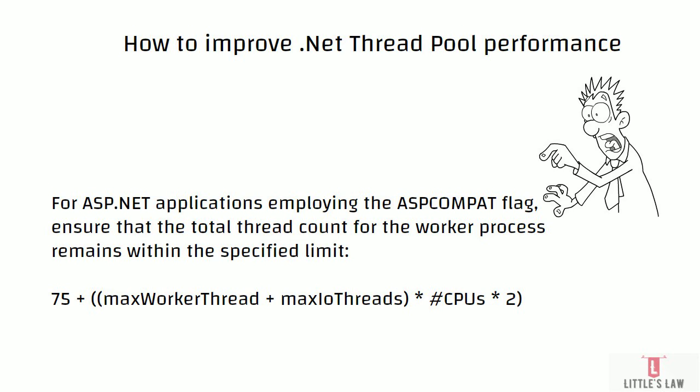So, if your application uses the ASP compat flag, you have to keep an eye on the total number of threads in the worker process, and also make sure it doesn't go over the number I'm giving below here. By adding the maximum worker threads to the maximum IO threads and multiplying by the number of CPUs, we can get the total number of threads in the worker process, and this number will definitely help us to improve the ASP.NET or .NET thread pool performance.